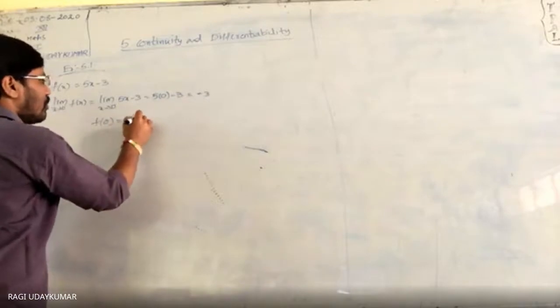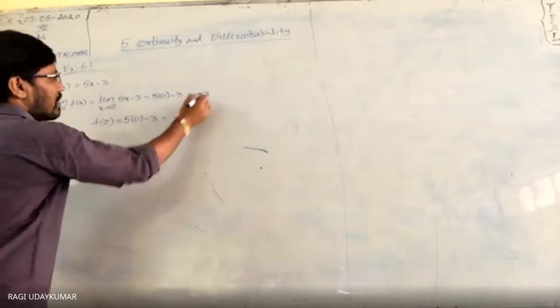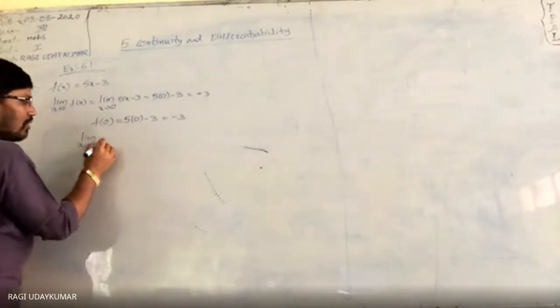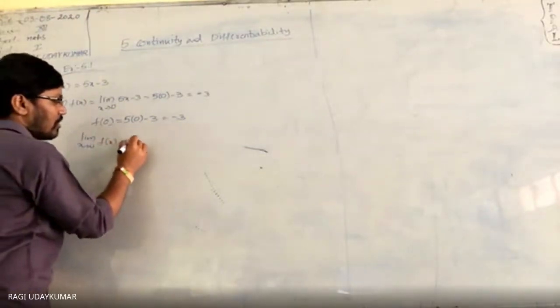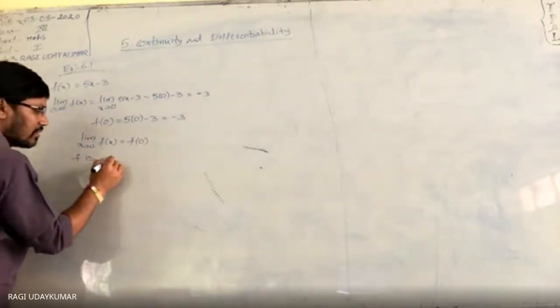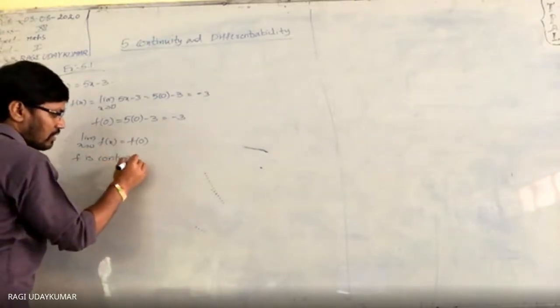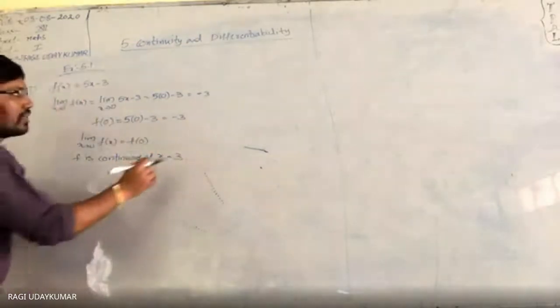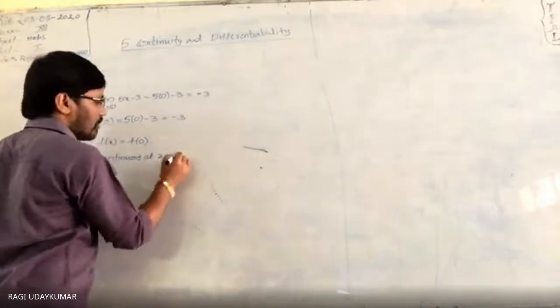And f of 0, what value do you get? Same, 5 into 0 minus 3. This is also minus 3. Both are equal. So therefore limit x tends to 0 of f of x is equal to f of 0. Therefore f is continuous at x equal to 0.